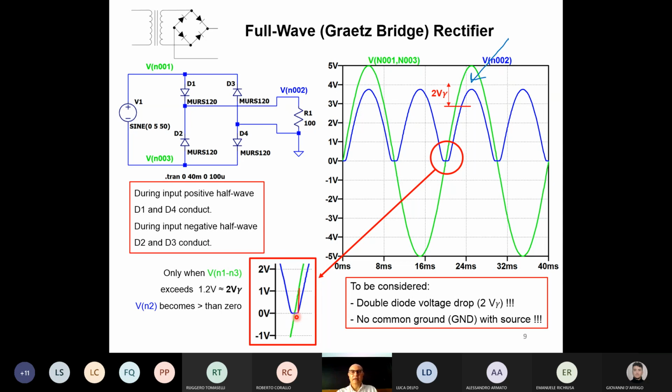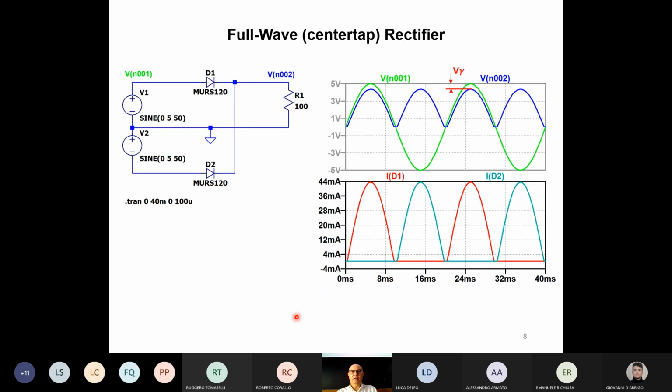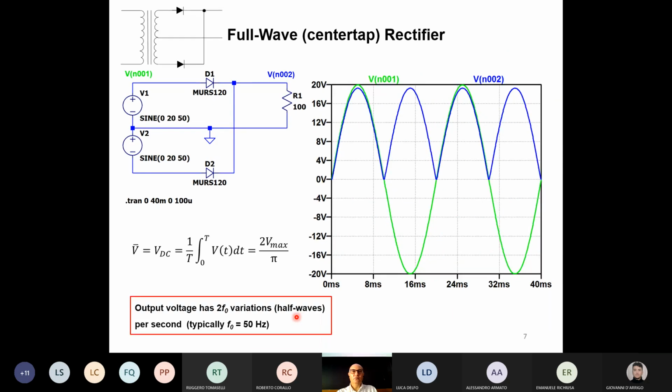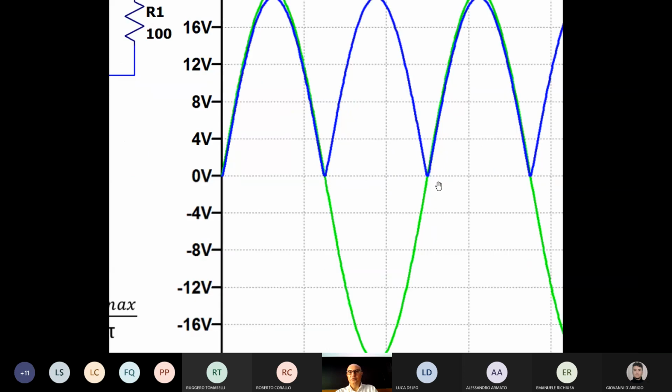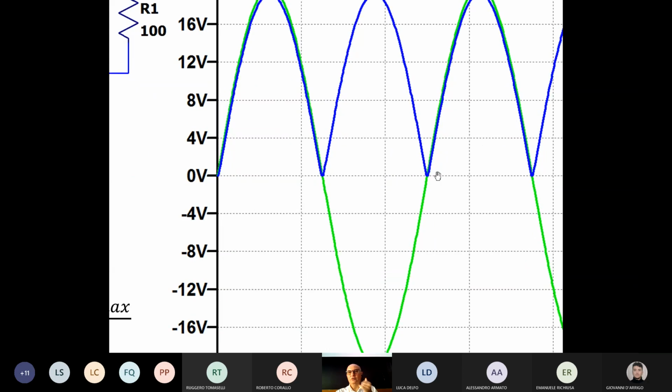So if I go back to this one, wave, okay, I should see here that, I cannot zoom more than that, that the green and the blue line are not perfectly overlapped. I used a very thick line, so you cannot see that here is flat.